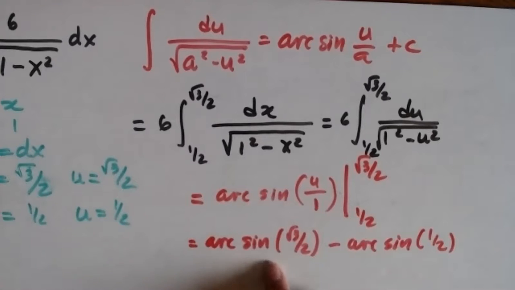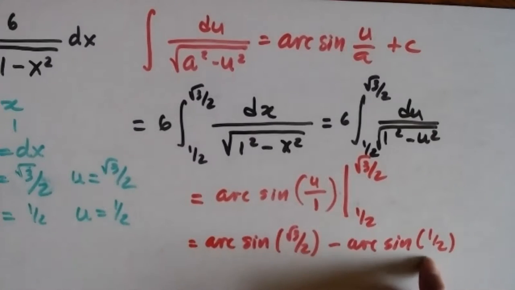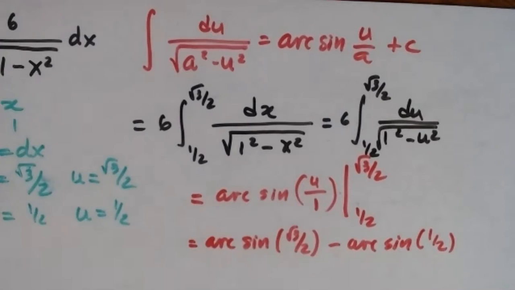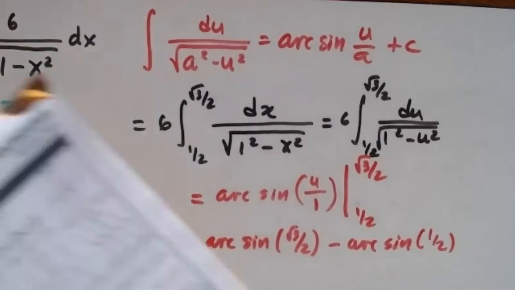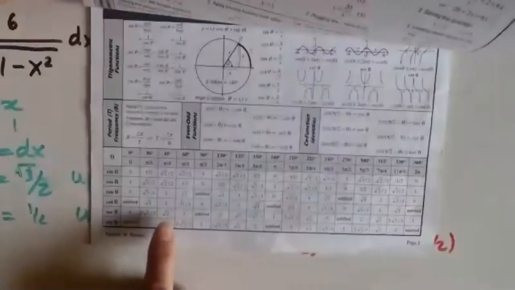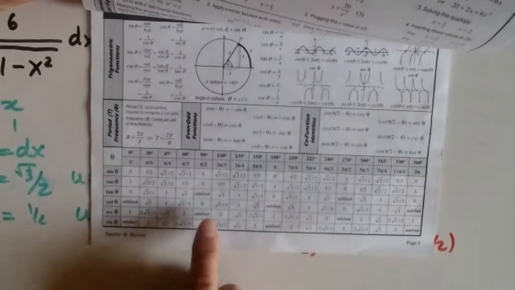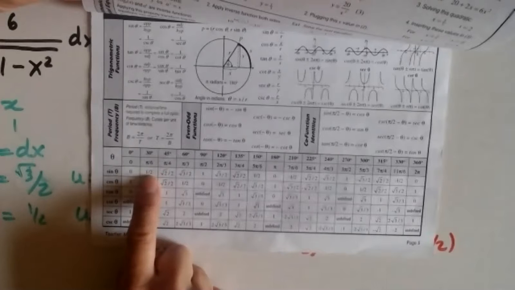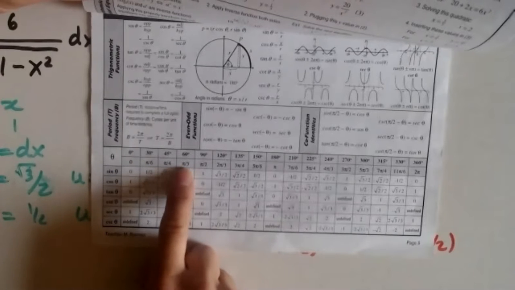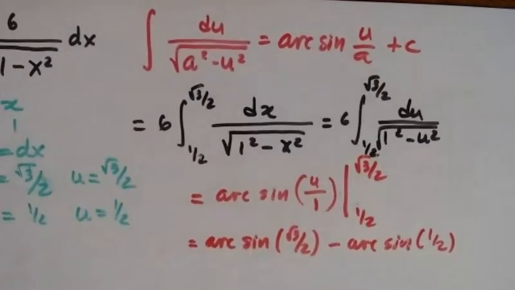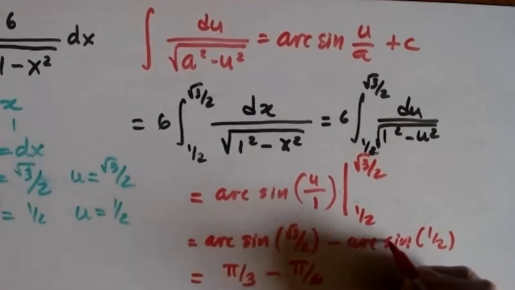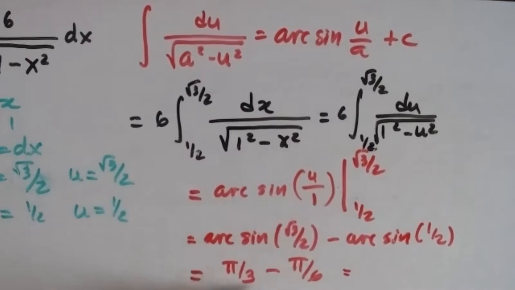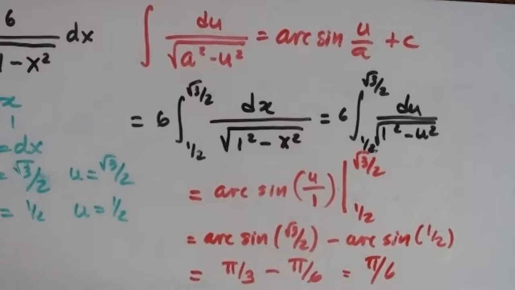Now, this is the point I have to remember. From what angle does sine give you square root of 3 over 2, and from what angle does sine give you 1/2? Technically you should know these values because that's pre-calculus stuff. But if you don't, here is the table in your formula booklet. So you see, the angle whose sine is 1/2 is pi over 6, and for square root of 3 over 2 it is pi over 3. So this is going to be simply pi over 3 minus pi over 6, right? Then this is 1/3 minus 1/6, pi over 6.